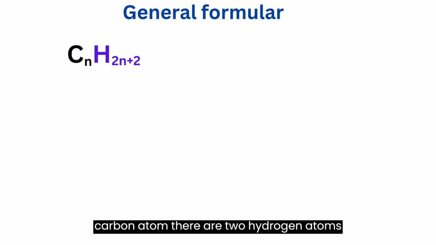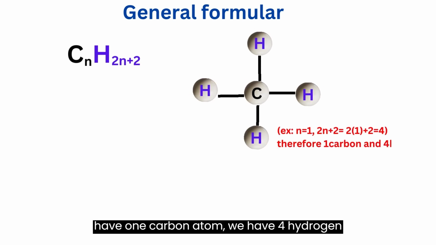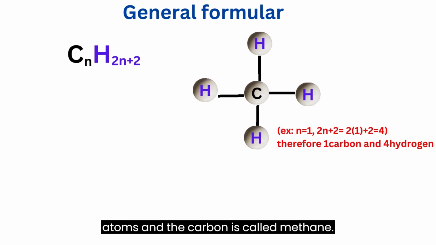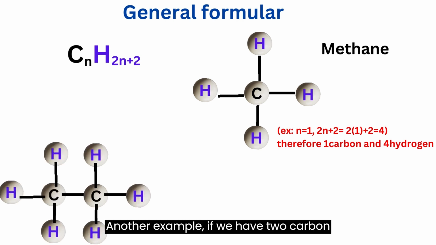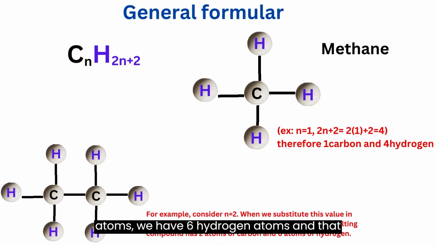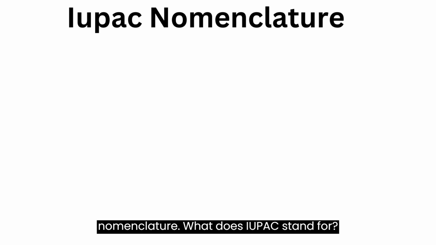This means that for every carbon atom, there are two hydrogen atoms plus two more. So if we have one carbon atom, we have four hydrogen atoms, and the compound is called methane. Another example, if we have two carbon atoms, we have six hydrogen atoms, and that compound is called ethane, and so on and so forth. Another system that we use to name organic compounds is called the IUPAC nomenclature.